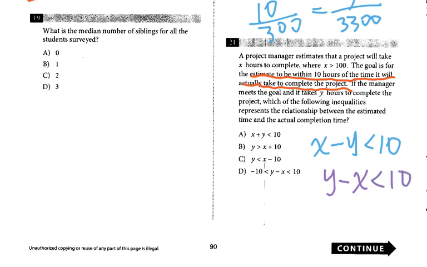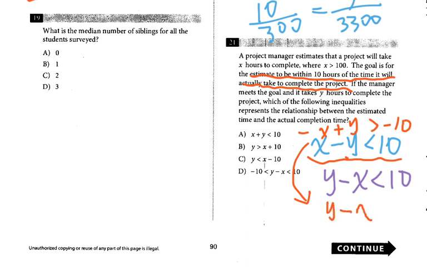Then I multiply by -1 both sides. For this one, I get -x plus y. Then change the sign, because when we multiply or divide by a negative number, we change the symbol. It is -10. So I organize this one. I will get y minus x greater than -10. That's why D will be the answer.